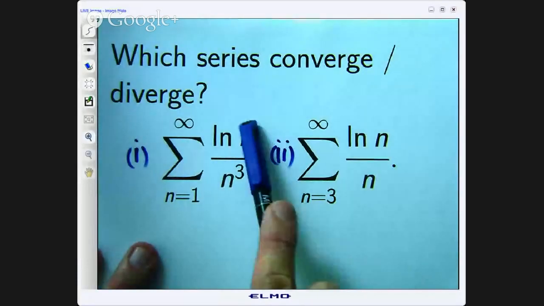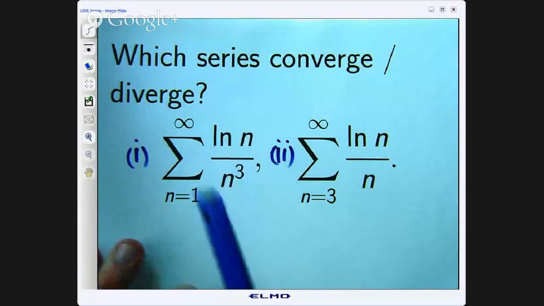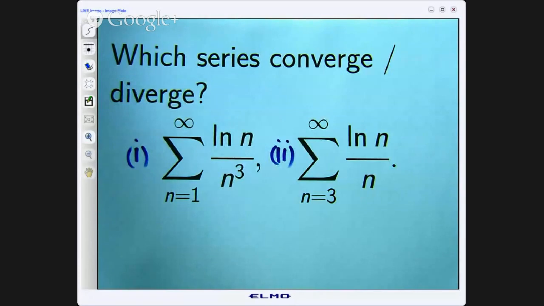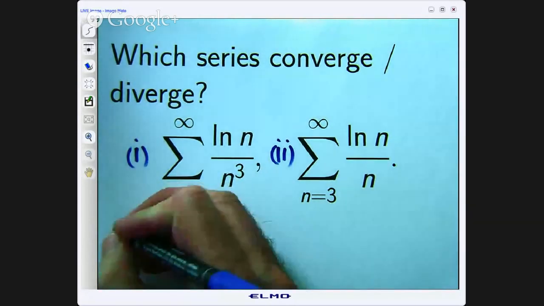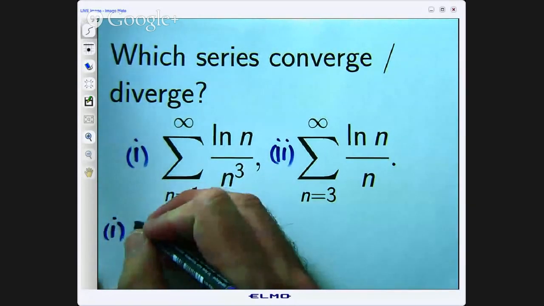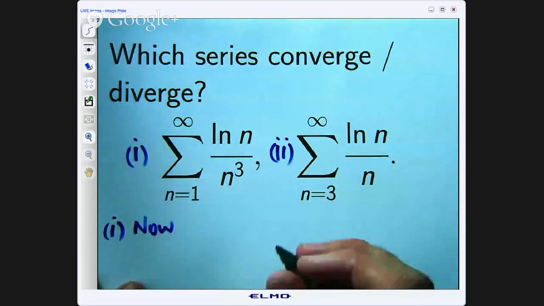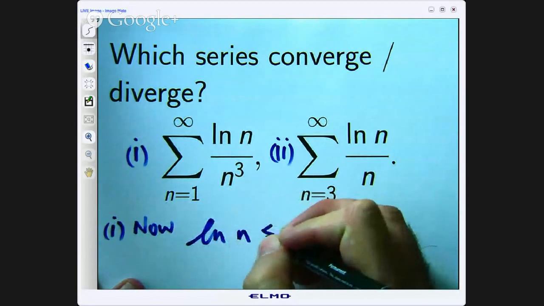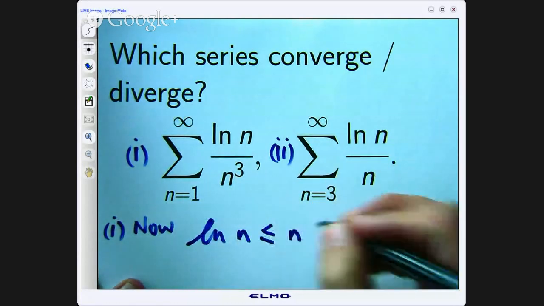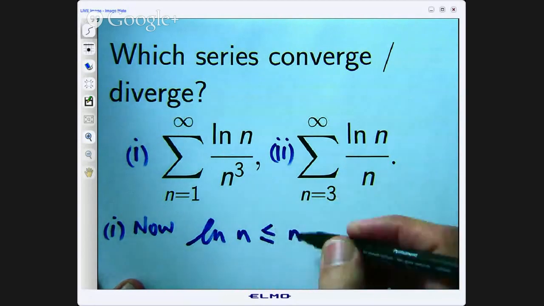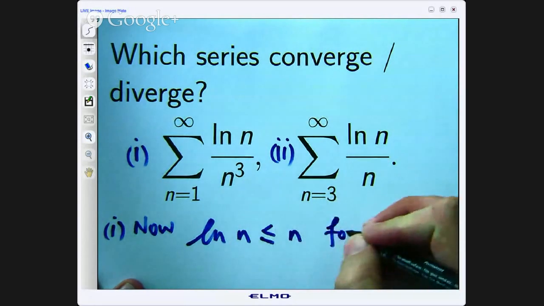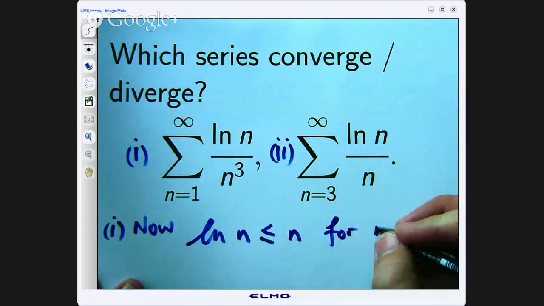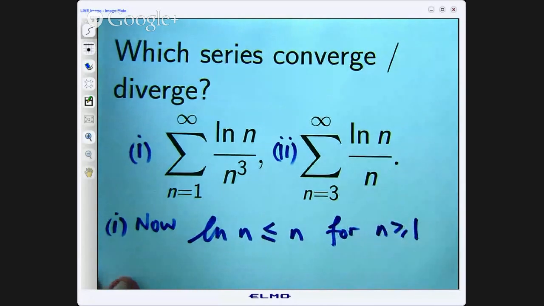All right, so log n. We are going to use an important inequality involving the natural logarithm function. Now, log n is strictly less than this function n for all n greater than 1. Now, that is a basic fundamental inequality with the logarithm function.